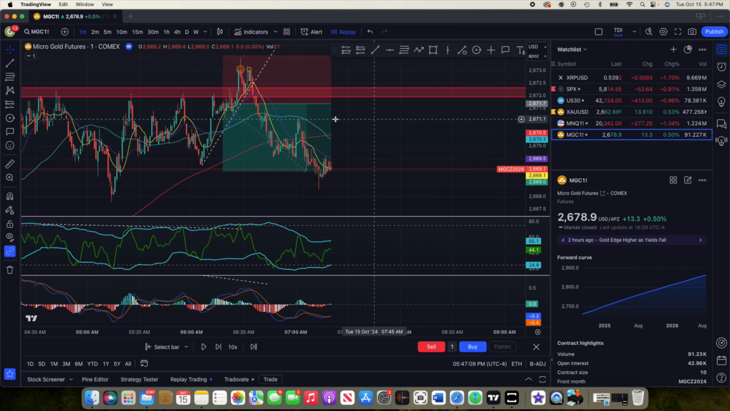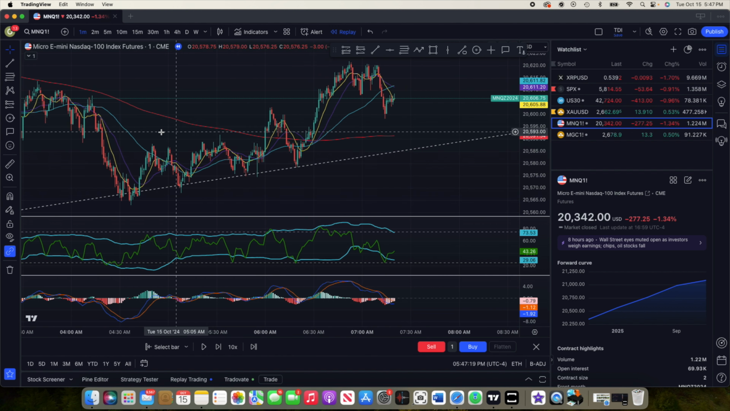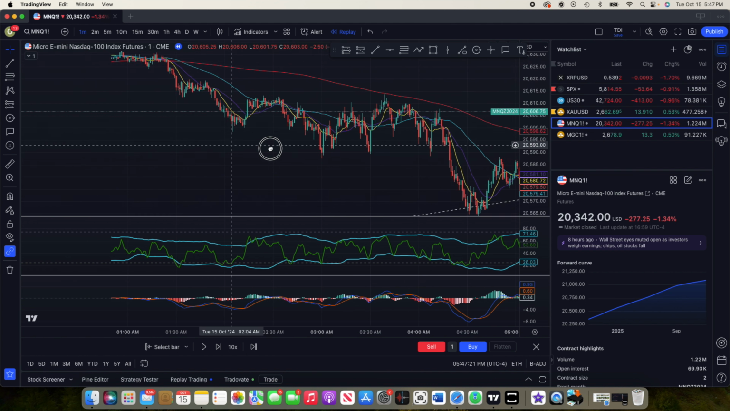So what I was trading was the micro gold futures. I do tend to mostly trade the mini Nasdaq, but I just didn't find an entry at that time.